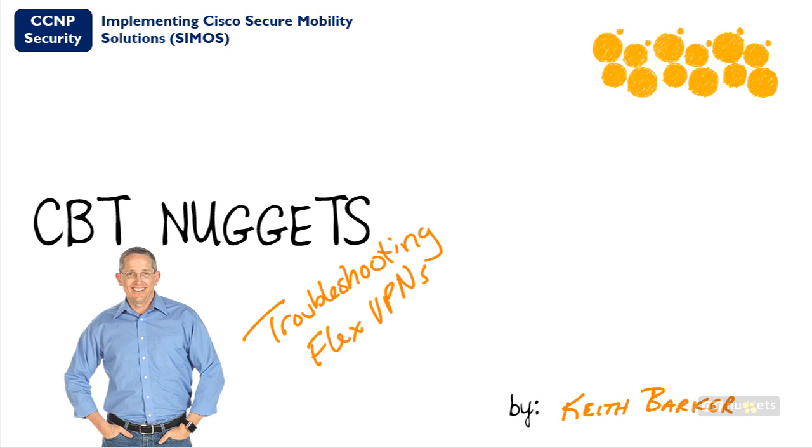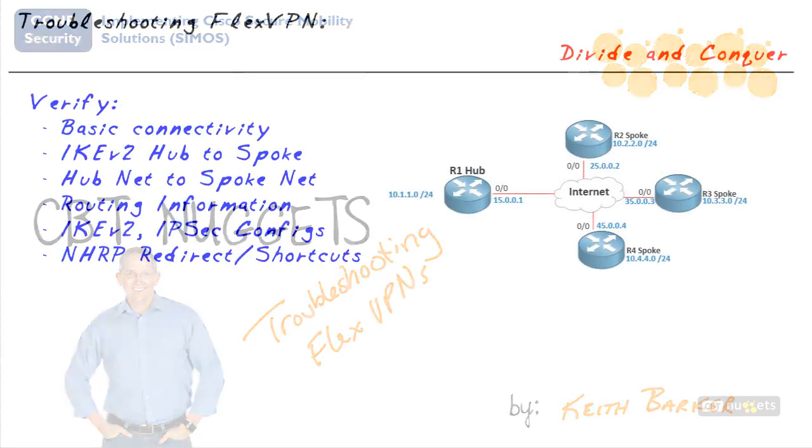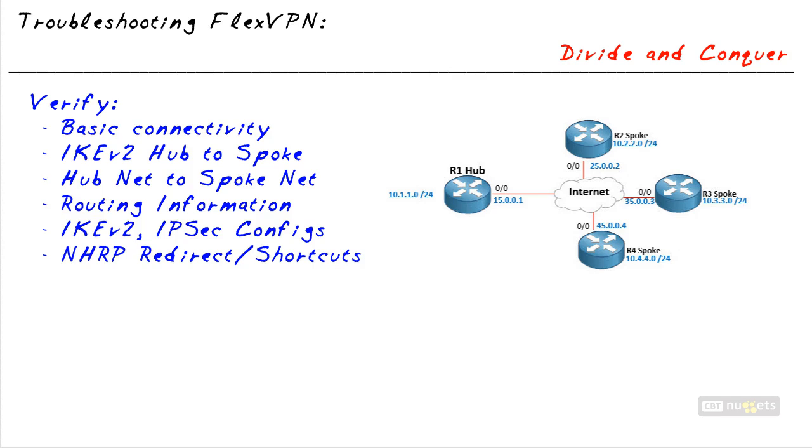Troubleshooting FlexVPNs. Let's begin. There are quite a few moving parts inside FlexVPN, and it's very likely that in our future we're going to have the opportunity to troubleshoot and resolve issues that come up when we're trying to get FlexVPN to work. So what you and I get to do in this video is take a logical approach to solving a FlexVPN problem. The first thing I'd recommend is make sure we have basic connectivity.